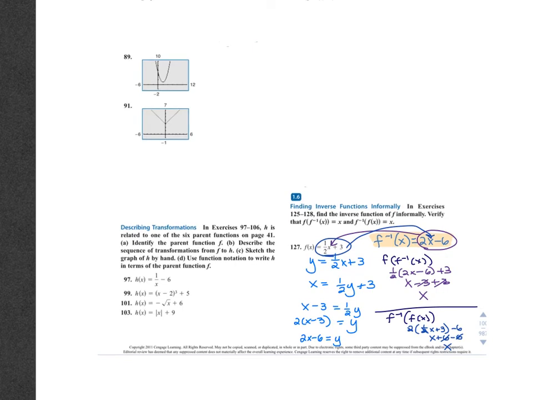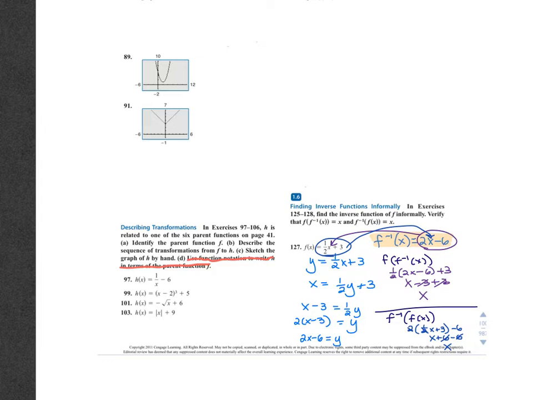And then like 97 to 103, it kind of puts it all together. Identify the parent function, describe the sequence, sketch the graph, and then you won't have to do D on your test. You're not going to use the function notation to write it in terms of it, but what you will do is the domain and range.